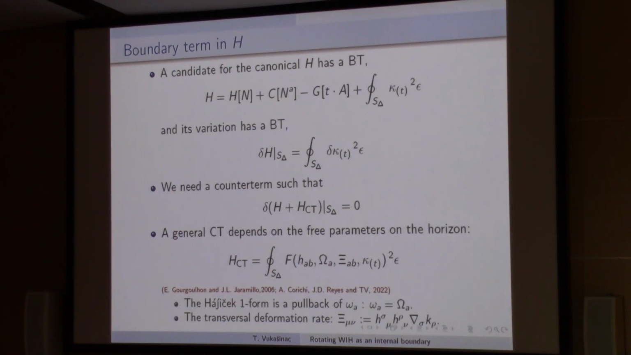Then, of course, we try to do the same for the energy, taking the same evolution vector field T, which is a combination of L and C.